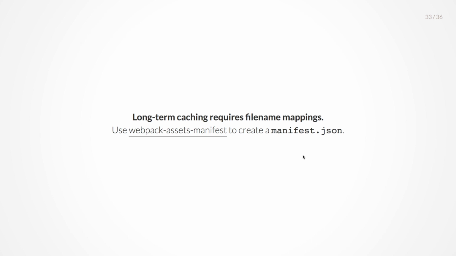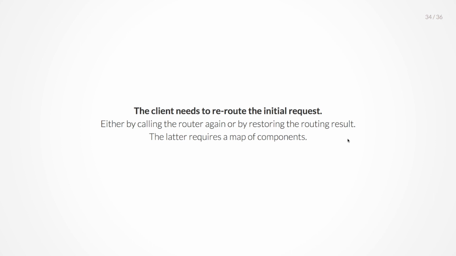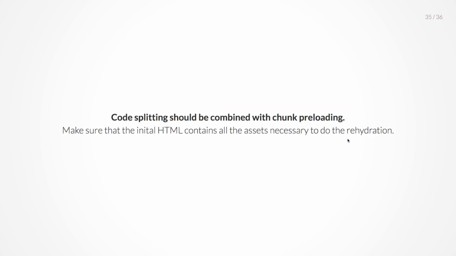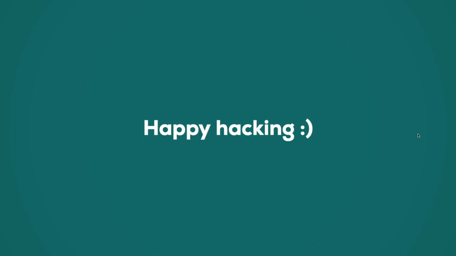Long-term caching is also hard. There, it basically boils down to creating a manifest JSON where you get the mappings from your file to the hashes. And code splitting can also become really challenging. But try it out for yourself. I think there are a lot of lessons to learn.